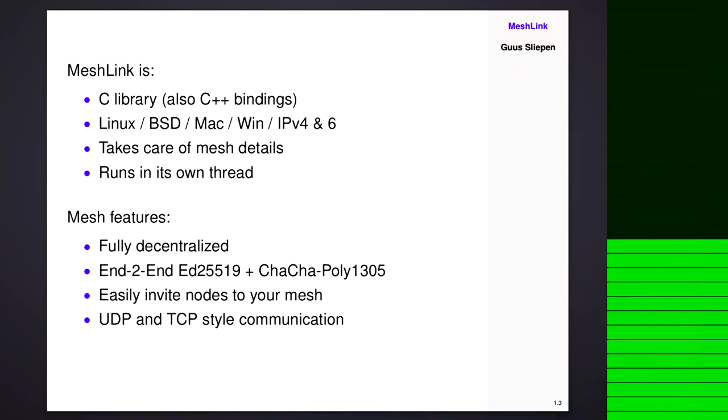So what are the mesh features that you have? Well, first of all, it's a fully decentralized mesh, so there are no central nodes, it does not call home. And it provides end-to-end encryption to all the nodes in the network. It's using ED25519 elliptic curve keys for this, and the ChaCha-Poly1305 cipher. And it also makes it easy to invite new nodes into your mesh, and we'll show that later. And how do you communicate with nodes? Well, there are functions that give you UDP and TCP style communication.